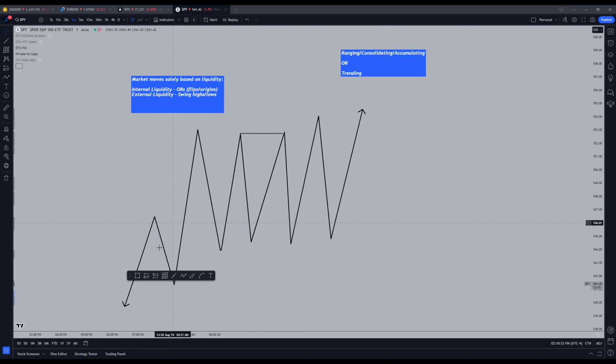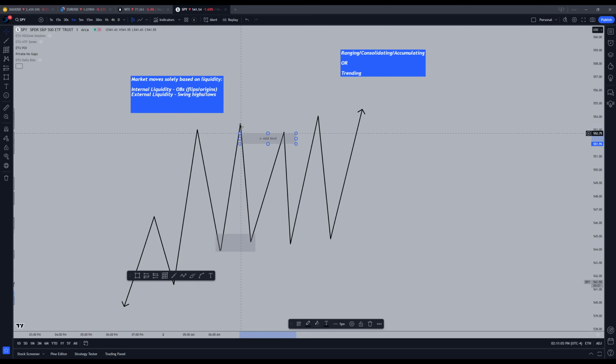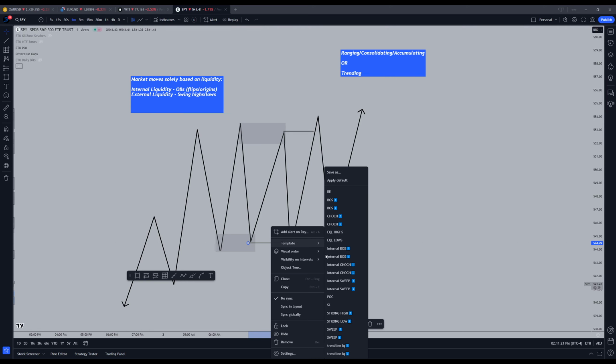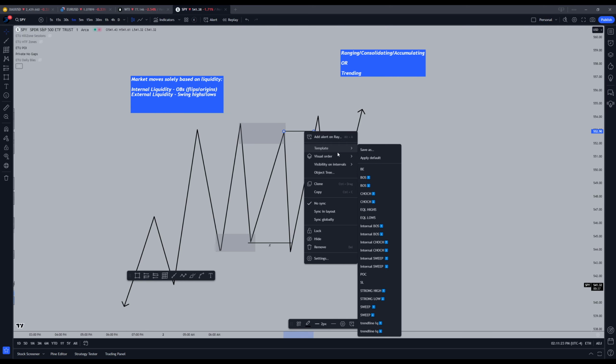So in a range, for example, we can sometimes go from internal to internal. So we sometimes go from internal to just internal, like this. And then sometimes we can also go from external to external. So took out this low, external, took out this high, external. Right? So just swing points, by the way. So you could have sweeps on both sides.